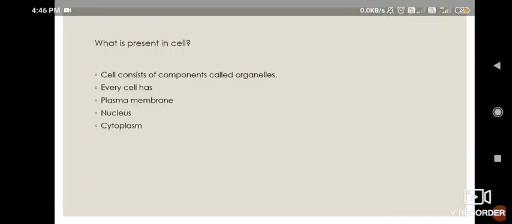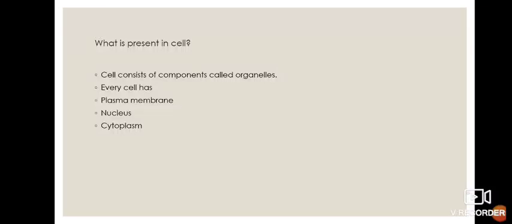Now, what is present in the cell? Every cell consists of cell organelles. Cell has plasma membrane, nucleus and cytoplasm. All cells are composed of these three components. Cytoplasm is the jelly-like fluid. DNA, which is present in the nucleus, is the genetic material.